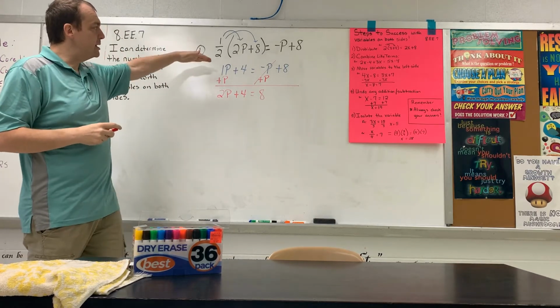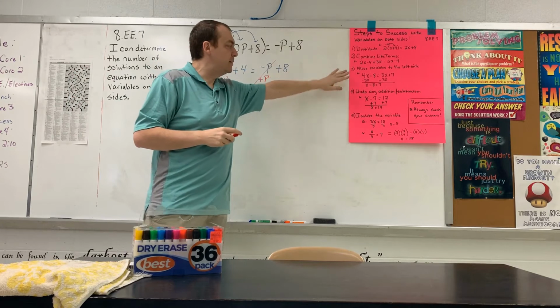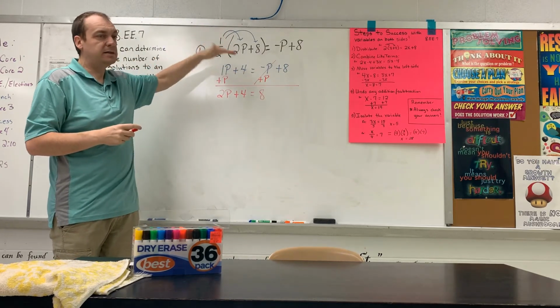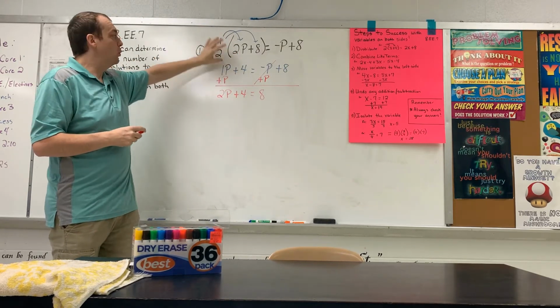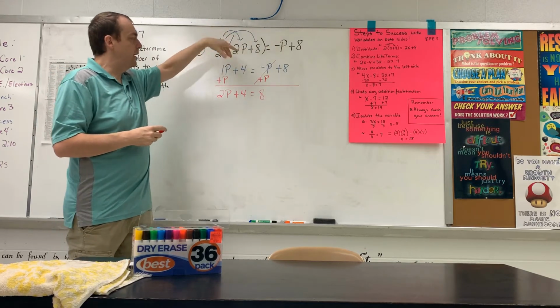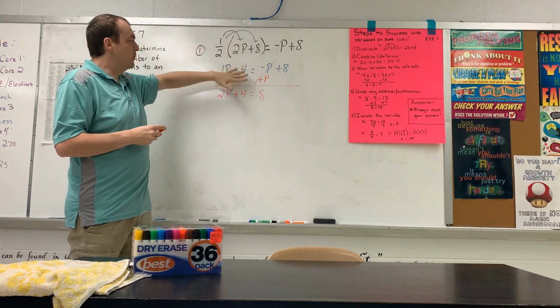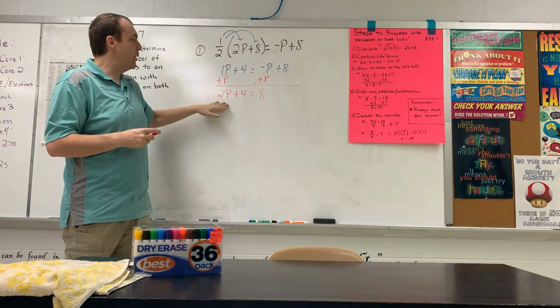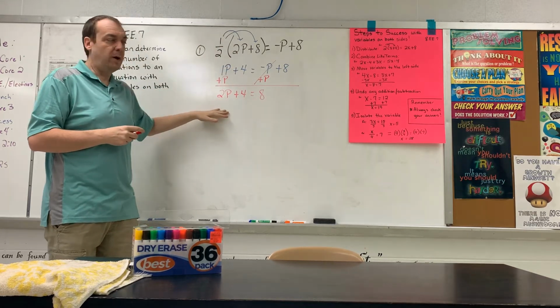All right, so that gets us through our first 3 steps. And as you can see, we're starting to simplify as we go. We're getting rid of the parentheses, and we didn't have to combine like terms. We got our variables to one side, and now we just have a basic 2-step equation.